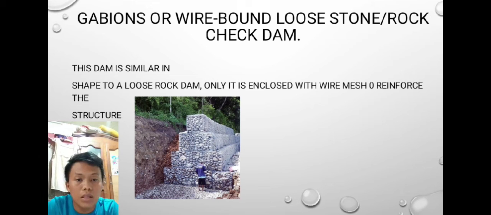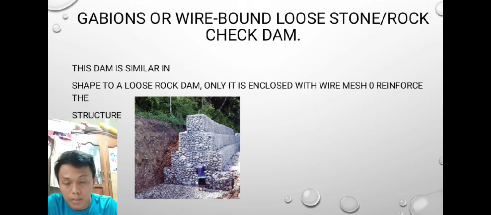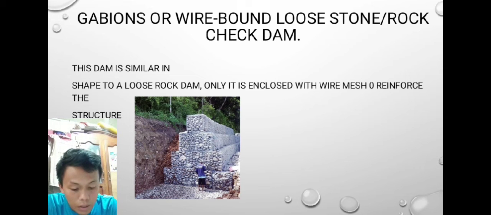So this dam is similar in shape to a loose rock dam, only it is enclosed with wire mesh to reinforce the structure. Ang purpose na ni is gabion basket, also named gabion boxes, is a weave by crossing resistance, high strength, and good ductility.